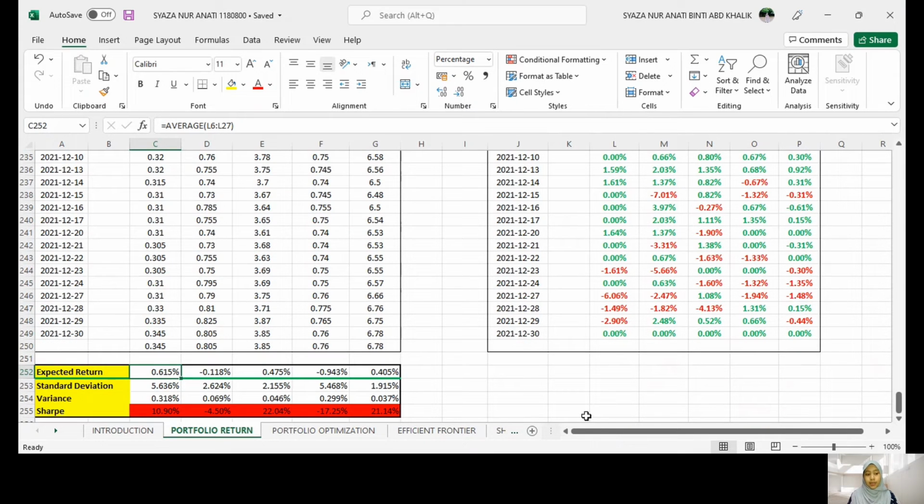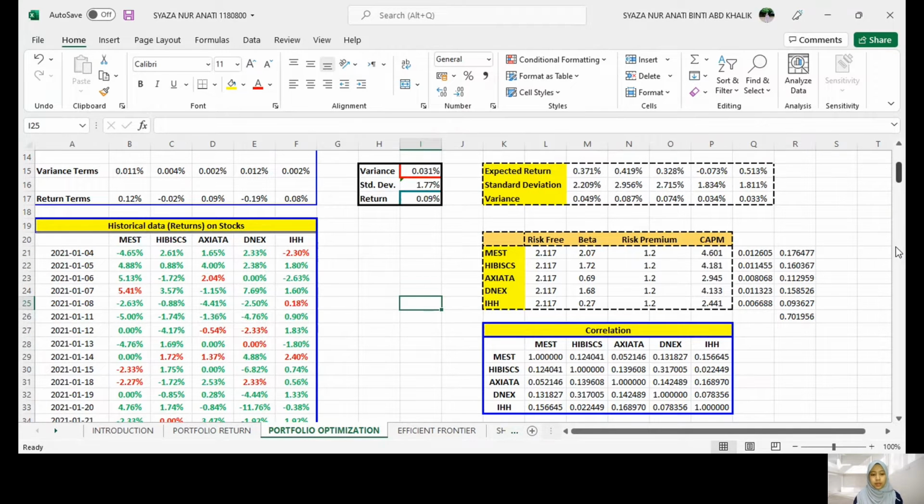We move to the expected return that has been calculated for the five stocks. As we can see, Hibiscus and DNEX recorded a negative expected return, which is below my expectation. Apart from that, the Metron company recorded the highest expected return, which is 0.615%. Then we move to the Sharpe section, which shows a positive Sharpe ratio for Metron company, Axiata company, and also IHH company. However, the Hibiscus and DNEX companies recorded below 1%.